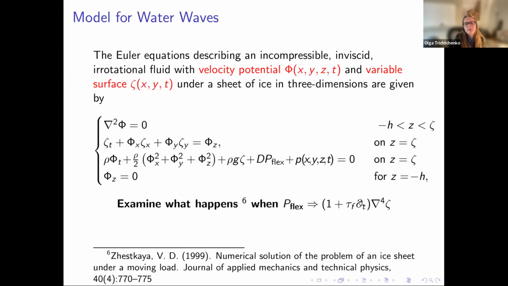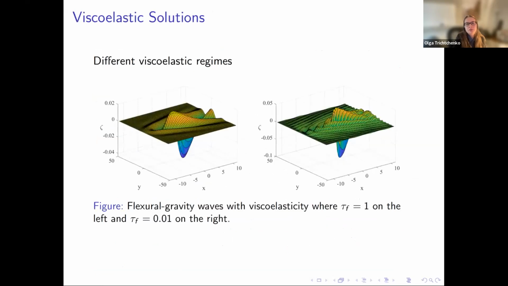And then here again, we're looking at traveling waves. So we're not taking full advantage of the time dependence. So you can add that. You can compute the different viscoelastic regimes by varying this tau F.